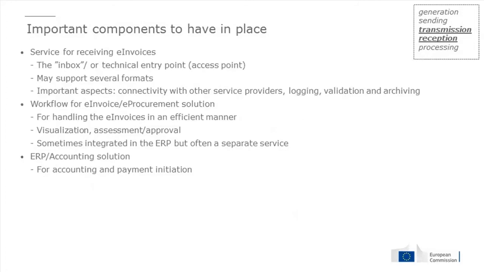So when it comes to the reception, what do I as a buyer have to have in place? I need to have a service for the technical entry point, an access point. And if I'm a public entity, I need to support several formats, at least both the formats on the list required by the standard. The connectivity with other service providers, that's a very important aspect that needs to be figured out when the buyer is choosing his inbox or his entry point.